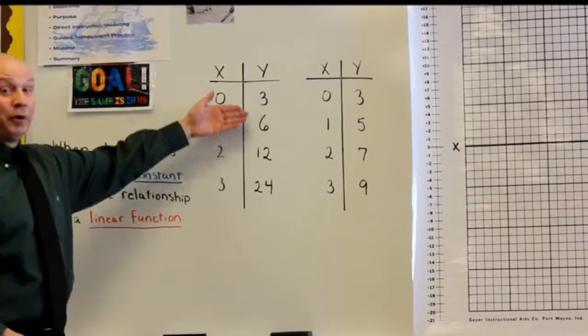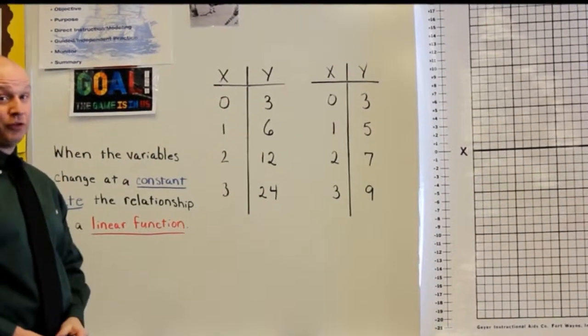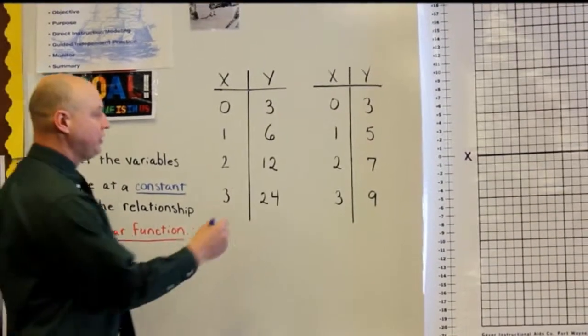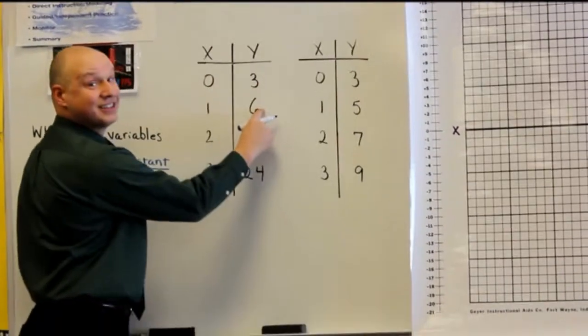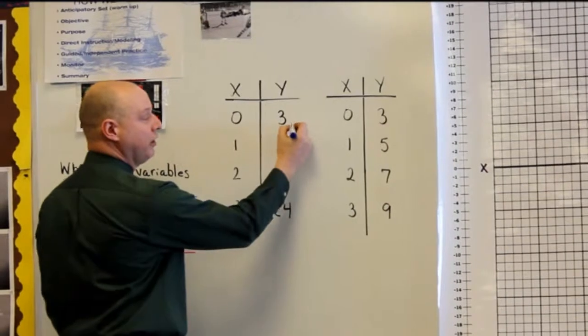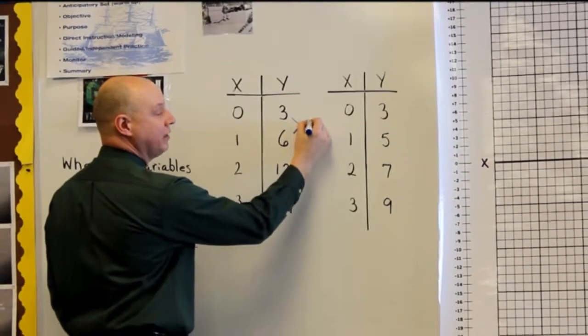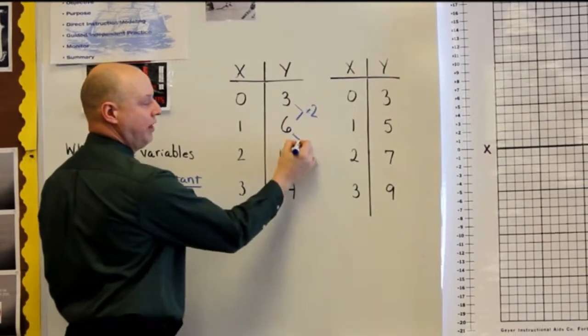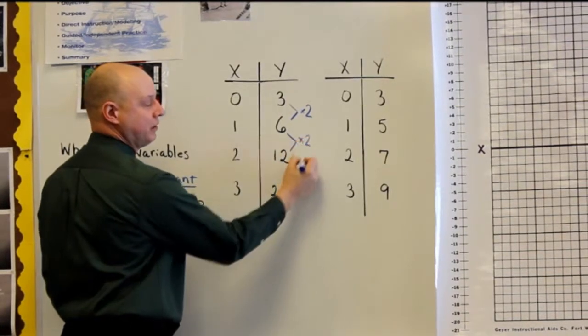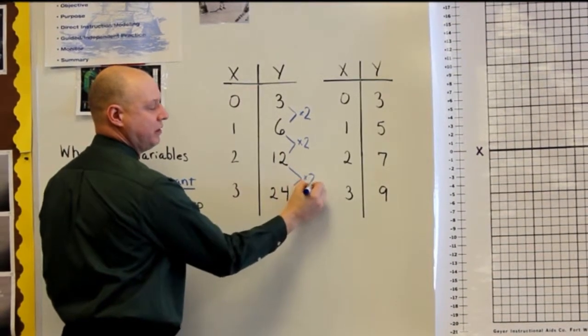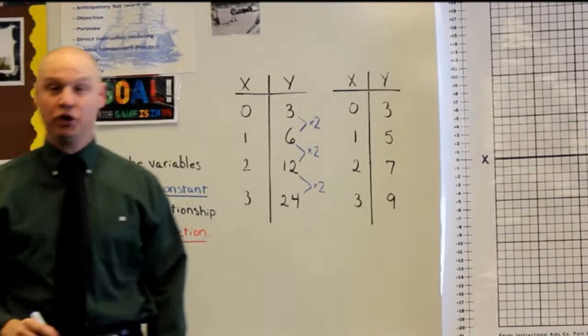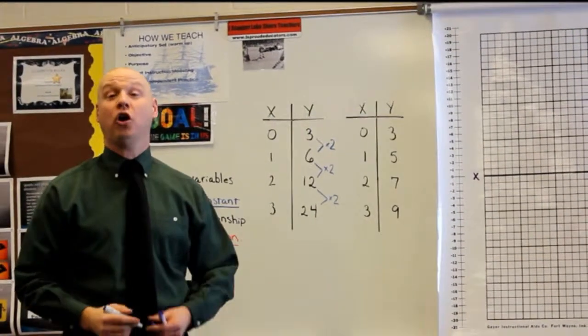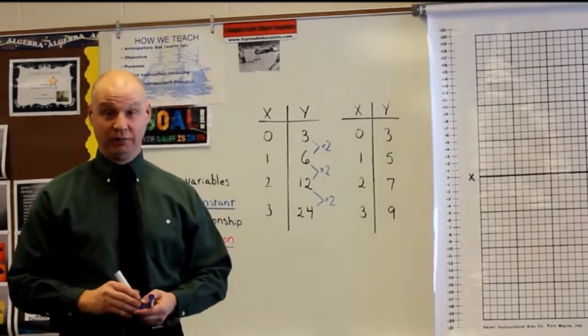Now, if we look at the number pattern between the x and the y for the first one, we'll notice that to get from 3 to 6 to 12 to 24, we are multiplying by 2 every single time. This is not a linear relationship. This is called an exponential relationship.